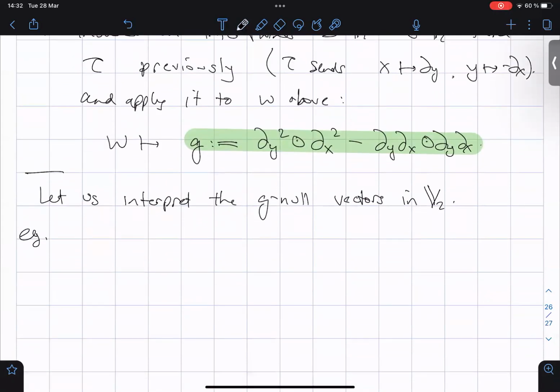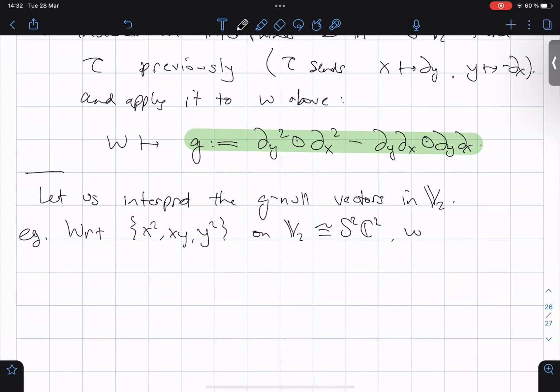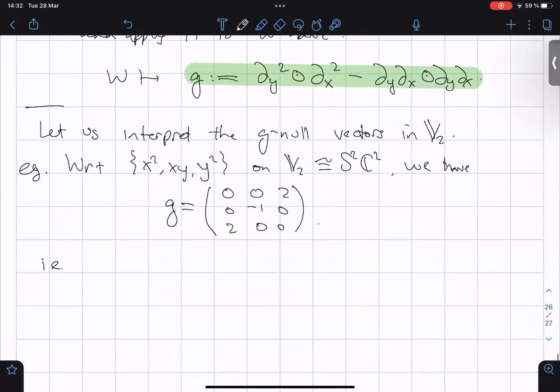And in doing so, we have to make this G very explicit in terms of basis. Okay, so with respect to the basis given here, we have G looking like this. Okay. What does this mean?